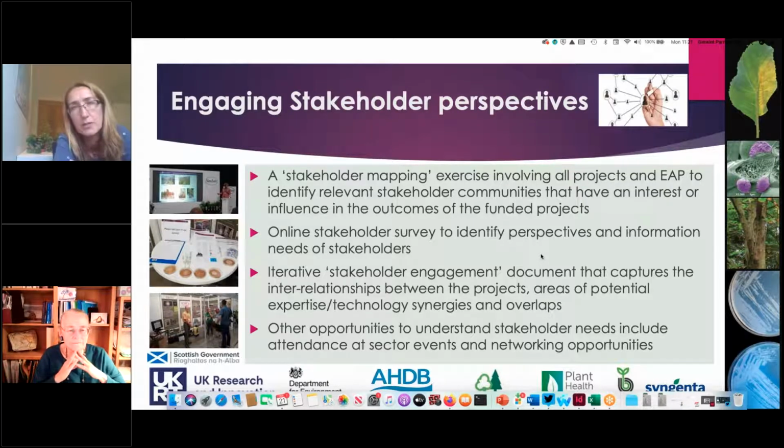a sense of their plant health concerns and their information needs. So if you do receive a survey, we'd be grateful if you could fill it in, because it will help us to understand how we can engage with you better. The stakeholder mapping exercise is going to feed into an iterative document, if you like, where we're going to map the synergy and the overlaps between stakeholder interests and different projects, so we can look for opportunities to have joint events and engagement activities that work really closely with you.